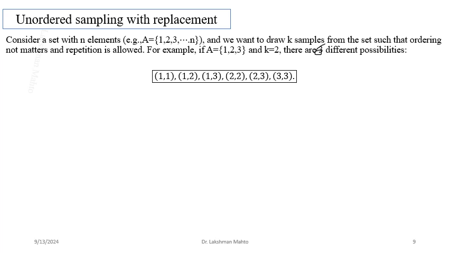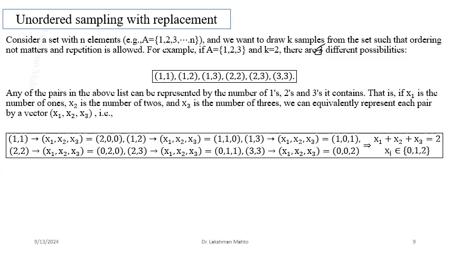1 1, 1 2, 1 3, 2 2, 2 3, 3 3. Here it is unordered. Order doesn't matter, but repetition is allowed. So how will you solve this one? A better approach: remember what is the important thing here? The size. Size is very much important here.